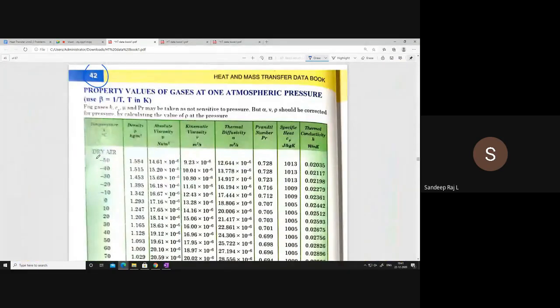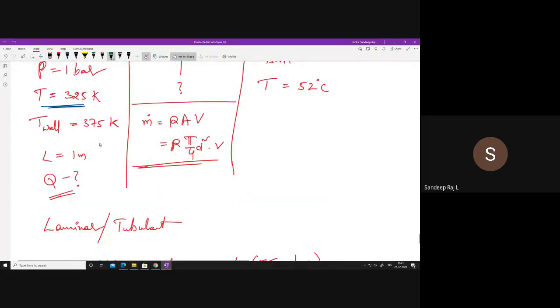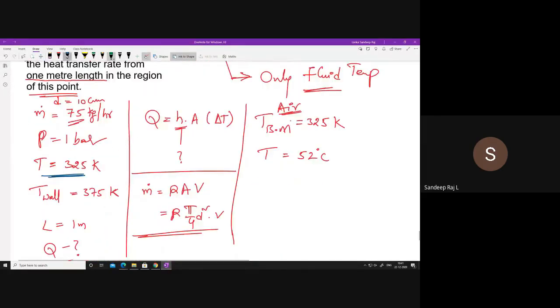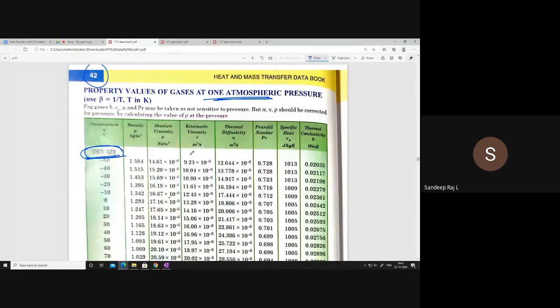These are all the property values of air. Dry air is written here. And all these property values are taken at 1 atmospheric pressure. That's why in the question, he has given you the pressure is 1 bar. Even if it is not given, by default, you have to take it as 1 atmospheric pressure only. So that's how the air values are taken here.